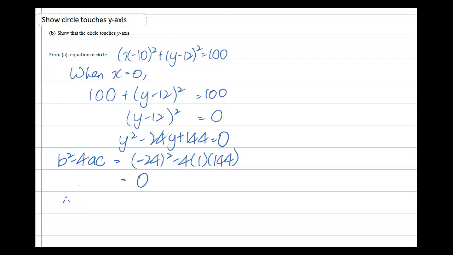So therefore I conclude there is only one real root. Which means to also say there is only one solution of this quadratic equation. That means there's only one value of y when x is equal to 0. Therefore, since we only get one value of y, we conclude that the circle touches the y-axis.